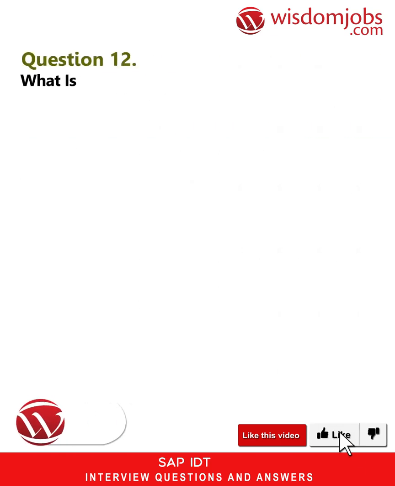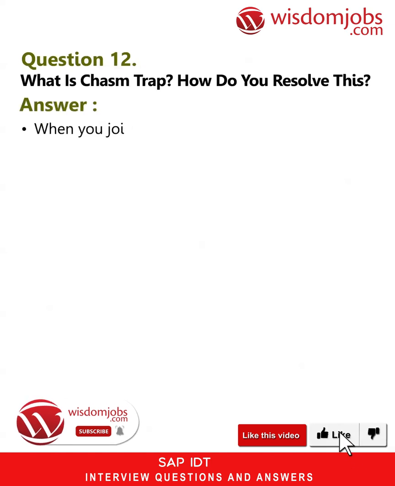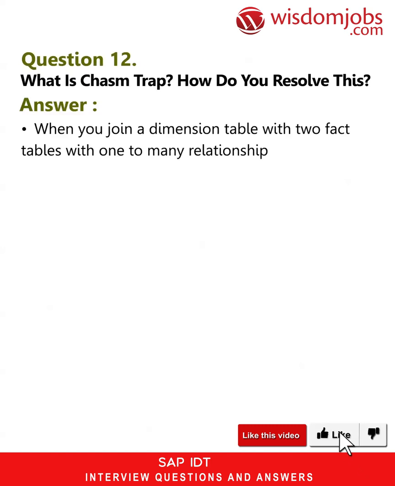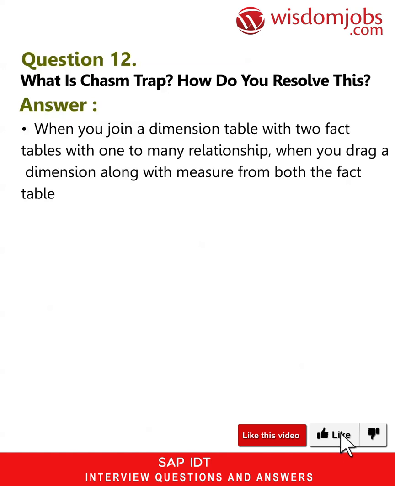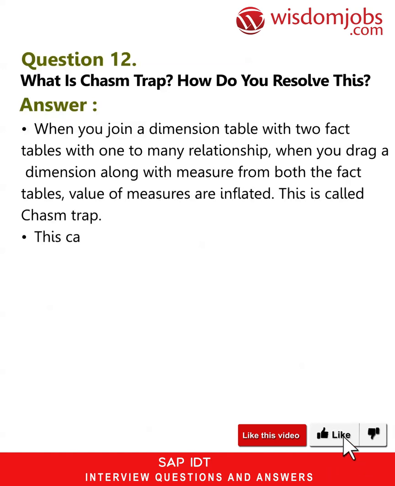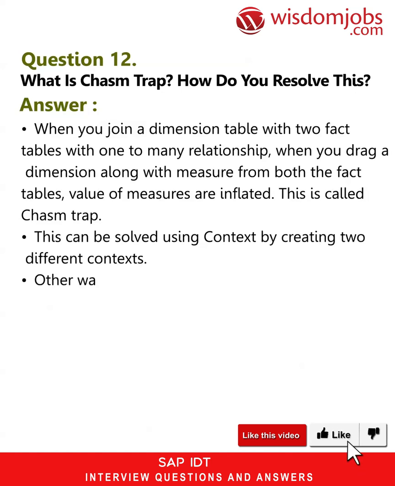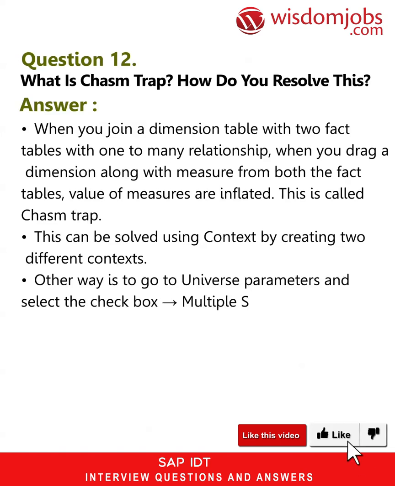Question 12. What is a chasm trap? How do you resolve it? Answer. It occurs when you join a dimension table with two fact tables with one-to-many relationships. When you drag a dimension along with measures from both fact tables, the values of the measures are inflated. This is called a chasm trap. This can be solved using contexts by creating two different contexts. Another way is to go to universe parameters and select the checkbox Multiple SQL statements for each measure.